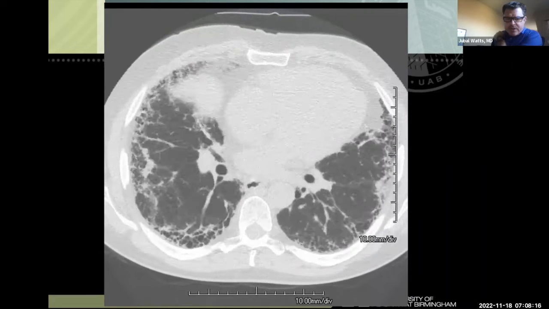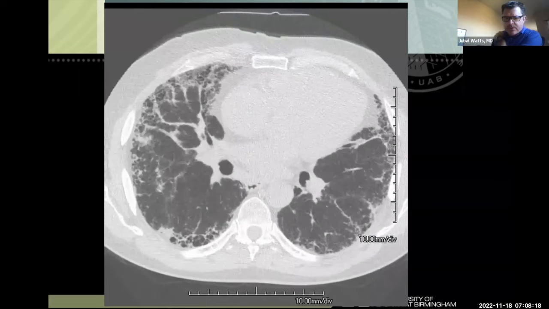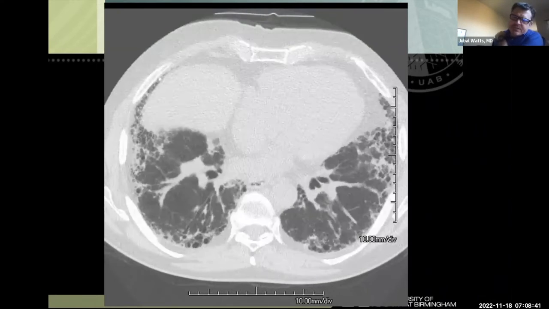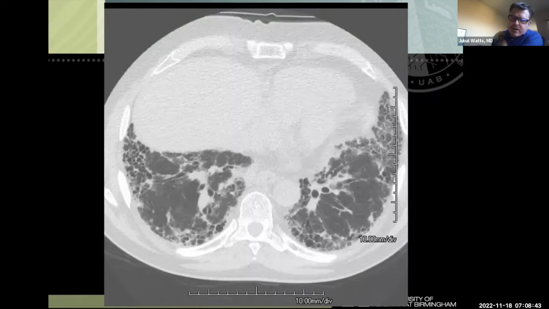And it is characterized by basilar and peripheral predominant reticulation with traction bronchiectasis and honeycomb-like changes. You have to not have inconsistent features, which would be a substantial amount of ground glass. If you have nodules, that can make you think of other diseases like sarcoid, and you cannot have significant air trapping.